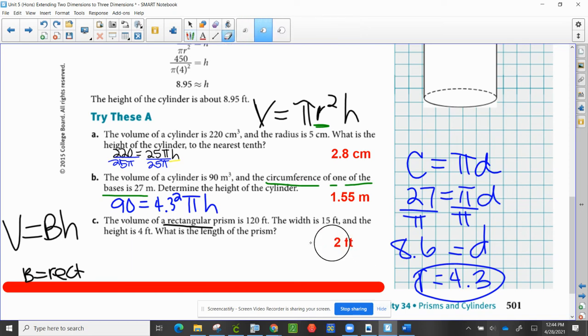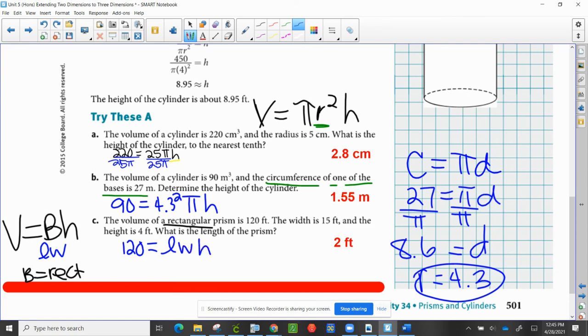Okay, here is the answer you should have gotten, which was 2 feet. Okay, so since big B would be the area of our base, think of that as kind of length times width, right? Our volume, 120, has to be equal to basically length times width times height is how I would set this one up, because length times width is the area of your base. Height would be the height of the prism. So we have 120 equal to 15 times 4, which is 60. Basically, we're going to have 60L. If you divide that out, you should get 2.